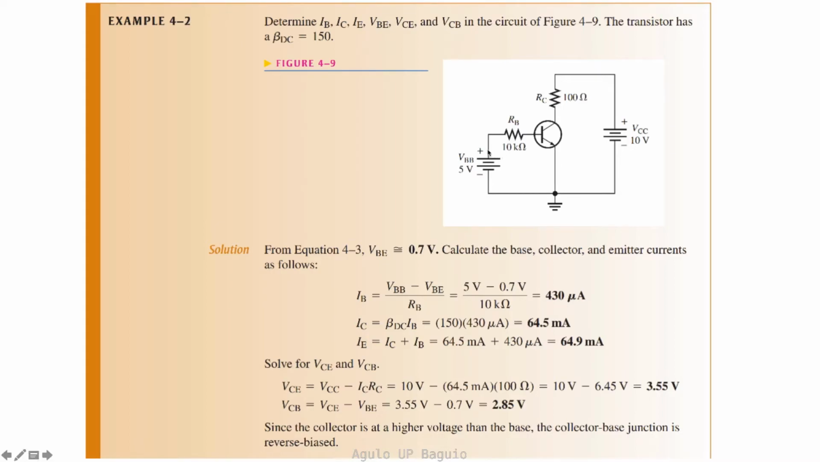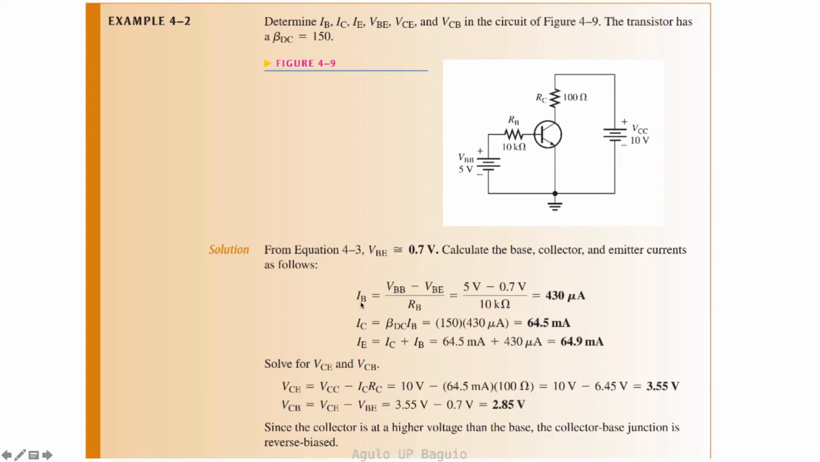Now, since we already know IB, we can compute IC knowing BDC, or DC beta. IC is equal to DC beta times IB. DC beta is 150 and IB is equal to 430 microamperes. So IC is equal to 64.5 milliamperes.